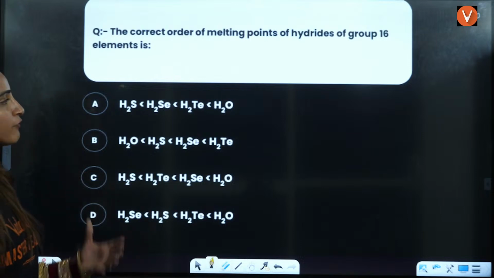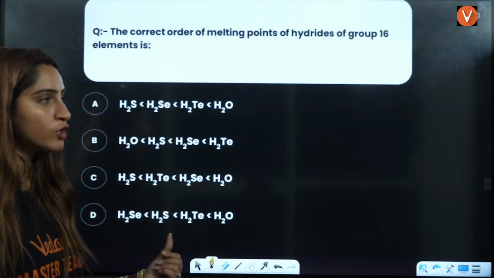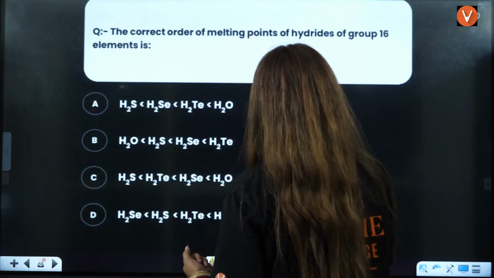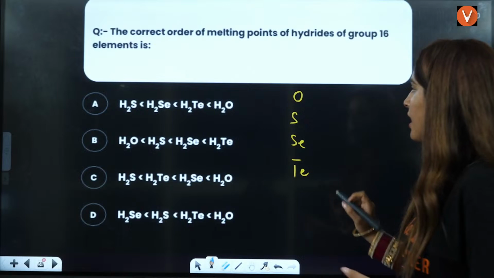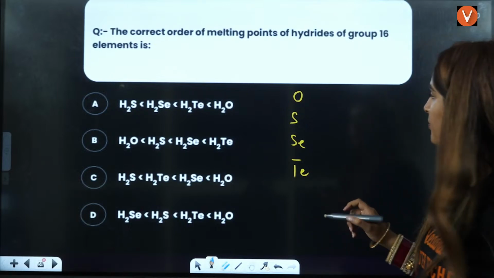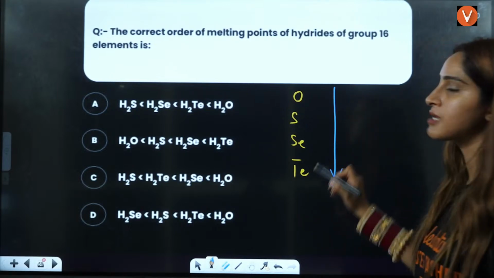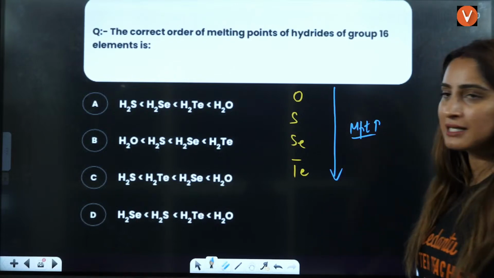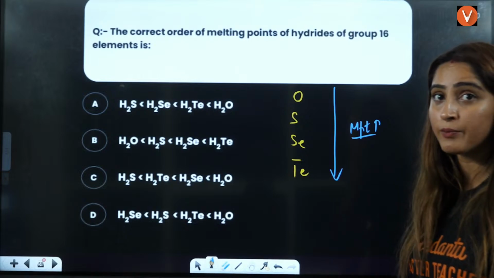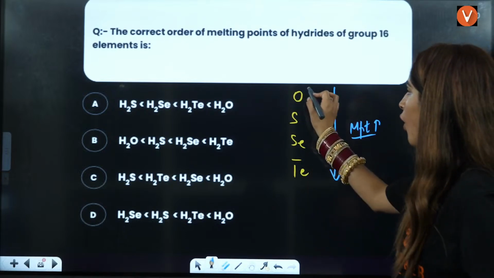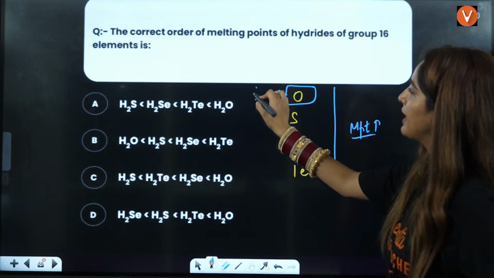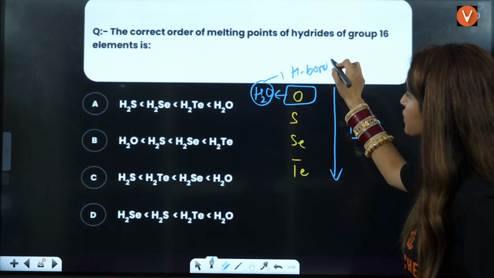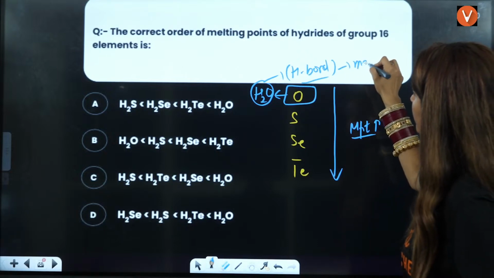See, if you talk about the melting point, we are talking about oxygen, sulfur, selenium, tellurium. We know that melting point should increase down the group, right? Because size is also increasing, so melting point also should increase. But oxygen, which is forming H2O, will have hydrogen bonding. So that is why here the melting point is going to be maximum.